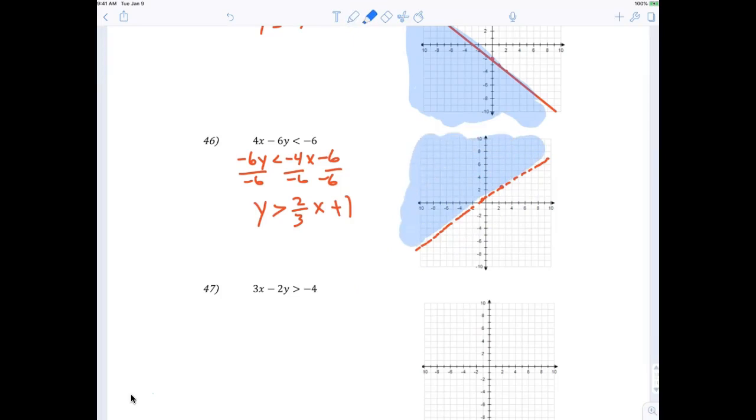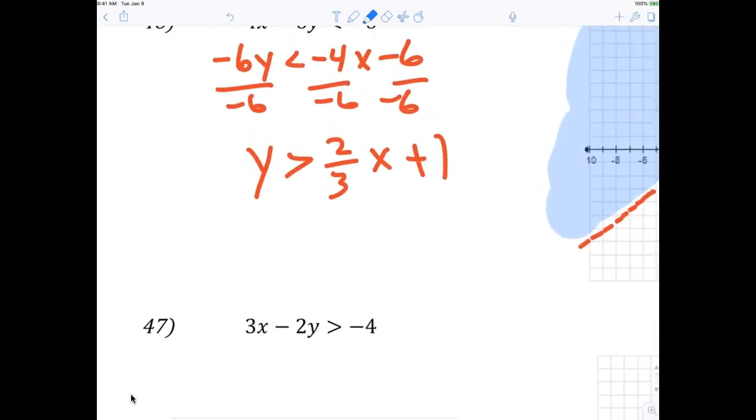Yes, sir. When you divide it by the negative 6, do you divide by the negative 6y or the negative 6? You divide by the number in front of the y, right? So this is y, all divided by negative 6.